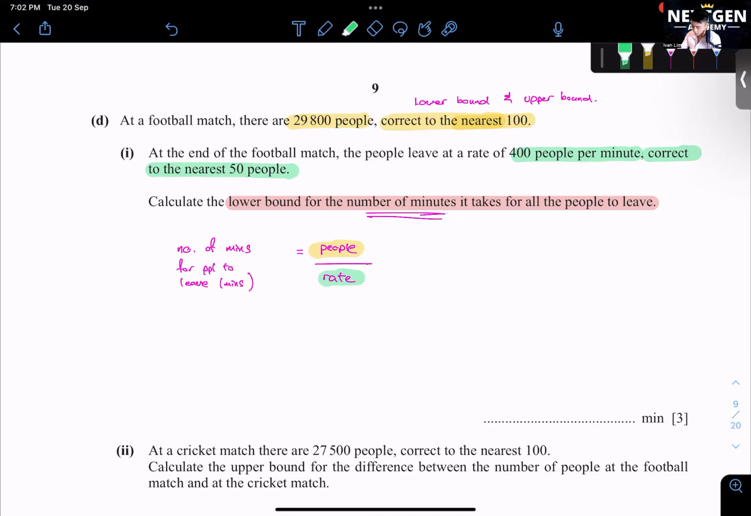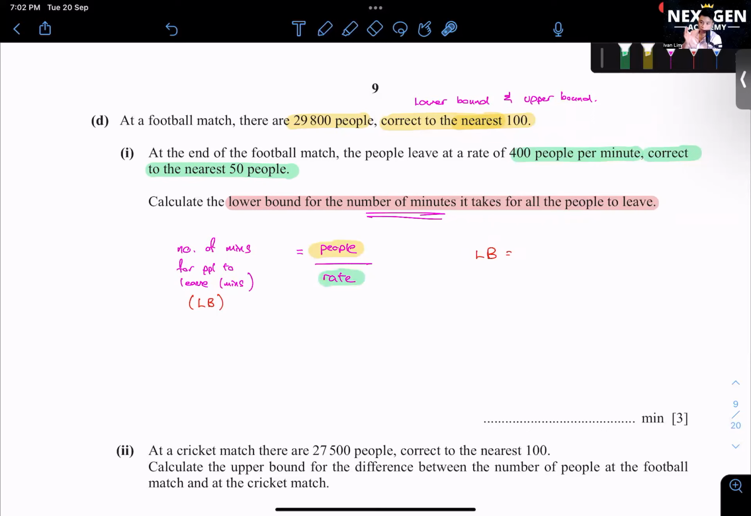Okay, they want us to find the lower bound of this one. So how do I find the lower bound? Wait, what is the combination? If something is divided by something, on top, do I use the lower bound or upper bound? And for the bottom value, do I use the upper bound or lower bound?